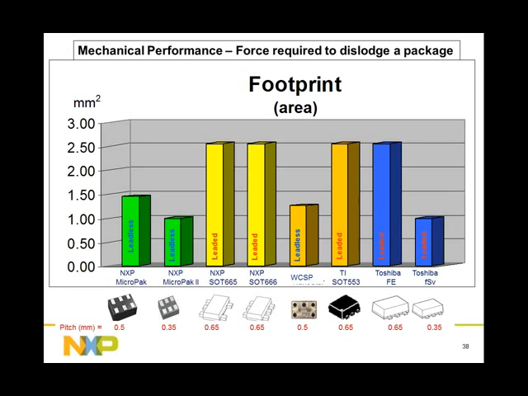In this illustration here you see the footprint. This is the amount of space that the package takes up on the PCB. Although the leaded packages take up 2.5 millimeters square on the board, the leadless packages take up 1.5 to 1 millimeter square. Also, wafer chip scale is 1.5 millimeters square, and the Toshiba FSB package is 1 millimeter square.